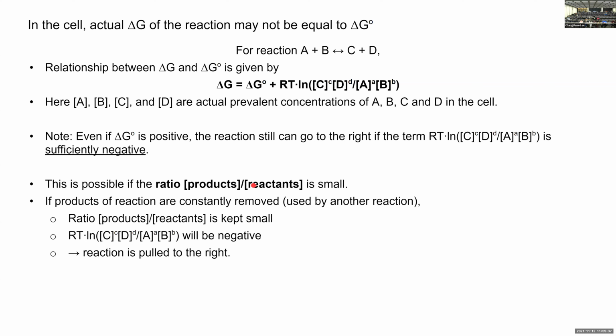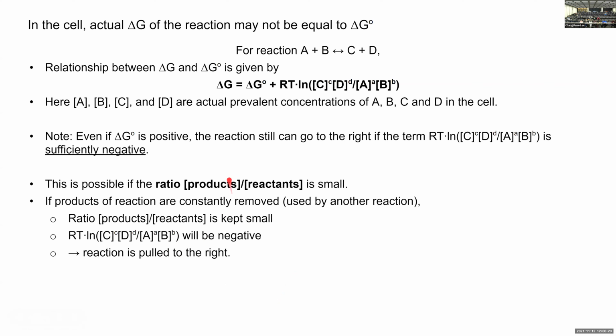And that means the concentration of reactants should be larger than the concentration of products. If that's the case, you're going to have a negative value for this ln function. Then you're going to get a negative delta G if this term is much bigger than this in terms of their absolute values. And there are cases where these products, the C and D, can be cleared or removed by other reactions, where those reactions use C and D as their reactants. In this case, they're going to be kept consumed, right?